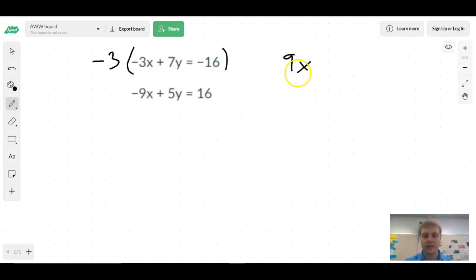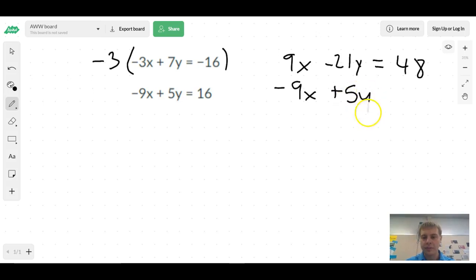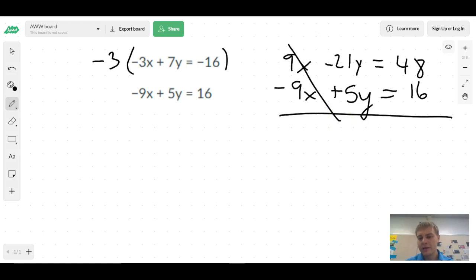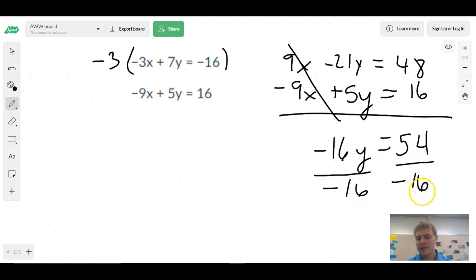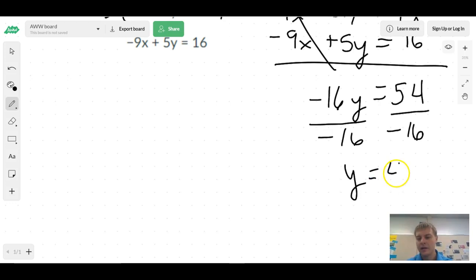So a negative 3 would make that cancel out. So we would get 9x minus 21y equals negative 16, or whoops, not negative 16, positive 48, because we still have to do negative 3 times that. Then we're going to put the bottom right beneath it. And what I'm going to have happen is the x's will cancel. This is going to give me negative 16y. This is going to give me 54. And if you divide 54 by negative 16, you end up getting negative 4. So we have negative 4y.